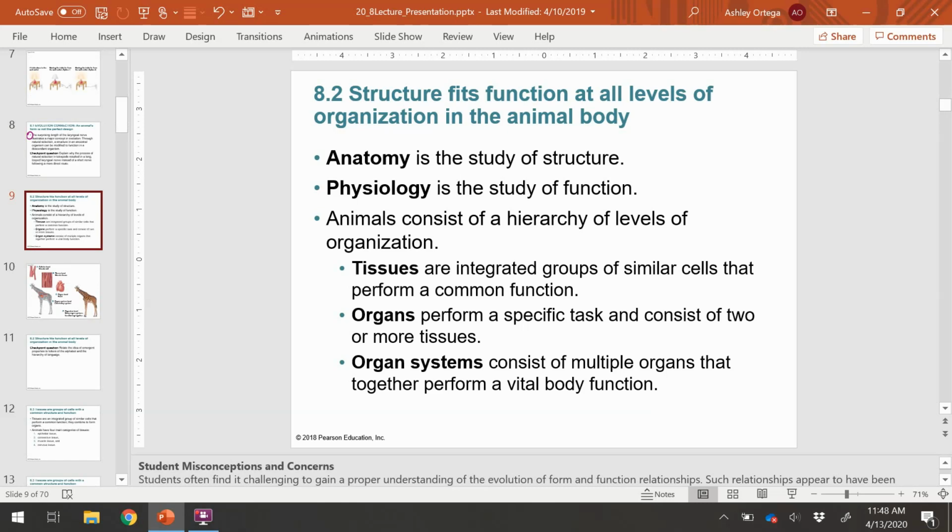And so those are things we'll want to look at in terms of hierarchy of levels of organization. Tissues are defined as integrated groups of similar cells that perform a common function. So they all are similar cells working together for a function.